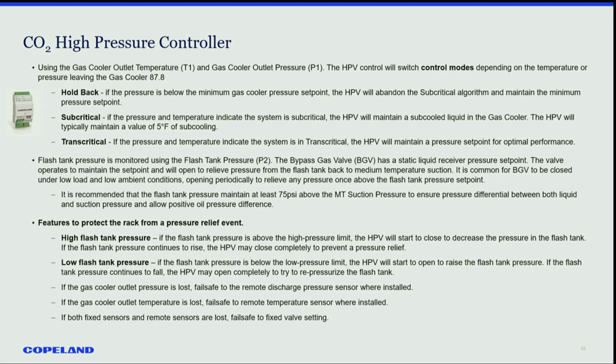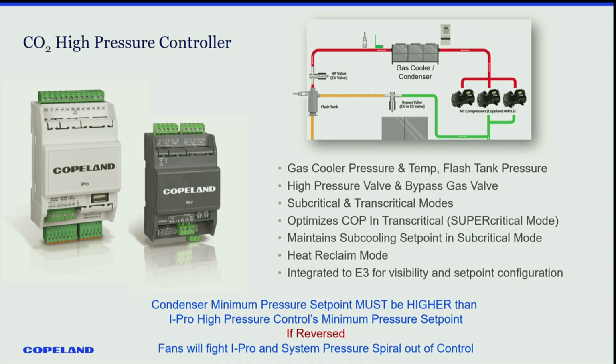But one thing at the bottom end here, flash tank pressure: if the flash tank pressure is above the high pressure limit, the high pressure valve will start to close and decrease the pressure in the flash tank. If the pressure in the flash tank is below the low pressure limit, the high pressure valve will start to open. So we don't want the flash tank to be too low a pressure. So if we back up, my flash tank pressure is too high, above my 520, there's a high limit and a low limit. We're trying to maintain 520, but there's a high limit, might be 580, and a low limit, whatever that happens to be dialed into.